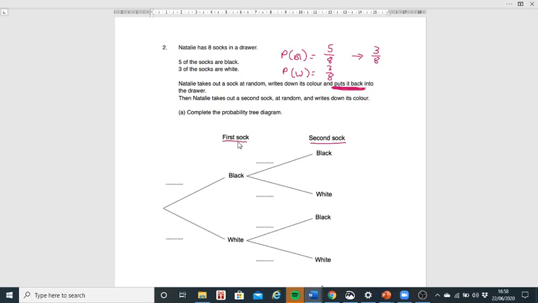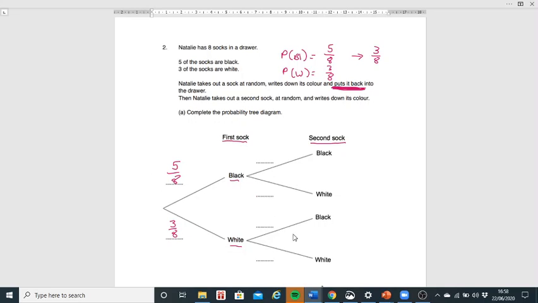So in the first sock, what are our two options? Now if you remember rightly, last time we had win or lose. This time she could either get black or white. On the end of the branches, I'm writing down what the possibilities are. On the branches, I'm writing down the probability. So what's the probability of getting a black sock? Well, we know that is 5 out of 8. The probability she gets a white sock is 3 out of 8. There's my first event done.